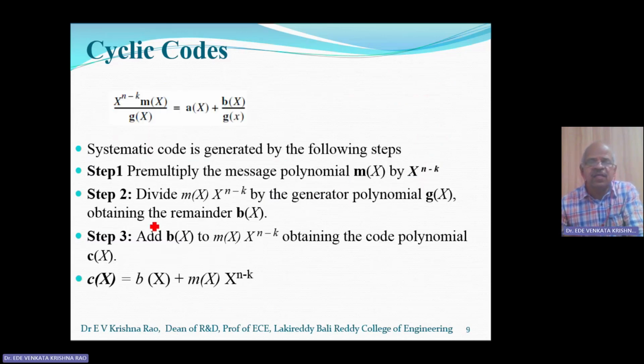So these are the steps. Just multiply m of x into x power n minus k and divide with the generator polynomial g of x. Obtain the remainder b of x. Add b of x to the product. This product, we will get the code word.